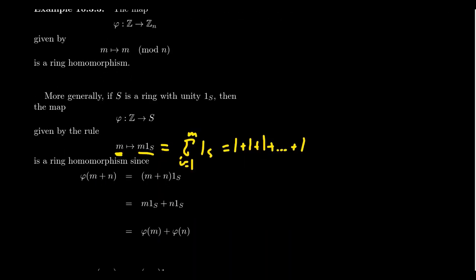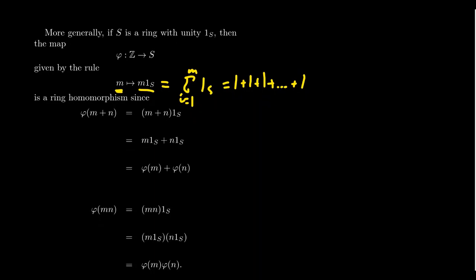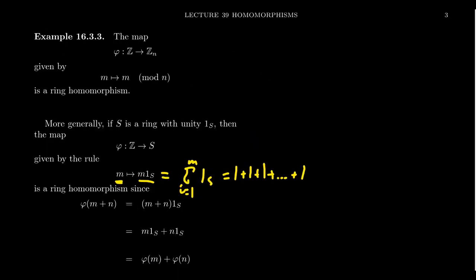Why is this a ring homomorphism? Well, it's basically the same argument that we did before. And again, I do want you to see this as a generalization of this previous observation, that you're just mapping m to m times 1 mod n. That's all you're doing there. Because m, when you're working in Z_n, just means 1 plus 1 plus 1 plus 1 plus 1, m times. You just reduce it mod n. So that's what we're doing right here as well.